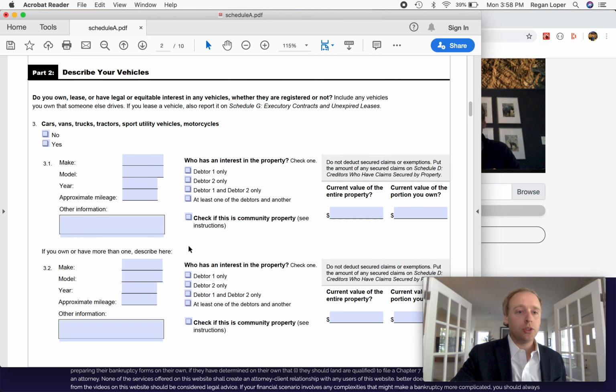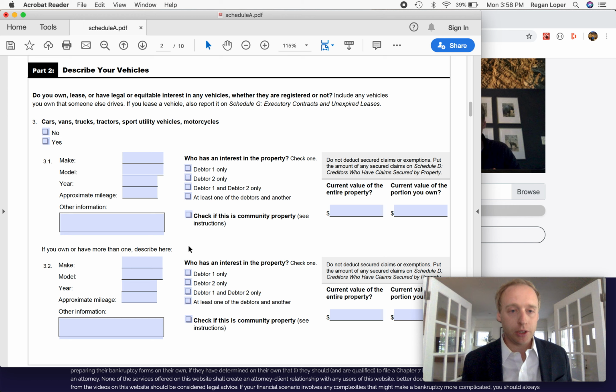Okay, part two. Do you own, lease, or have legal or equitable interest in any vehicles, whether they are registered or not? This basically asks, do you own a car? In Ashley's case, she did own a car, and so she selected the yes box and filled in the make, model, year, approximate mileage, and other details about the property. I'll show you here how she filled that information in. She owned a Volvo. The model was an SST. The year was 2013. She listed her mileage as 118,008.